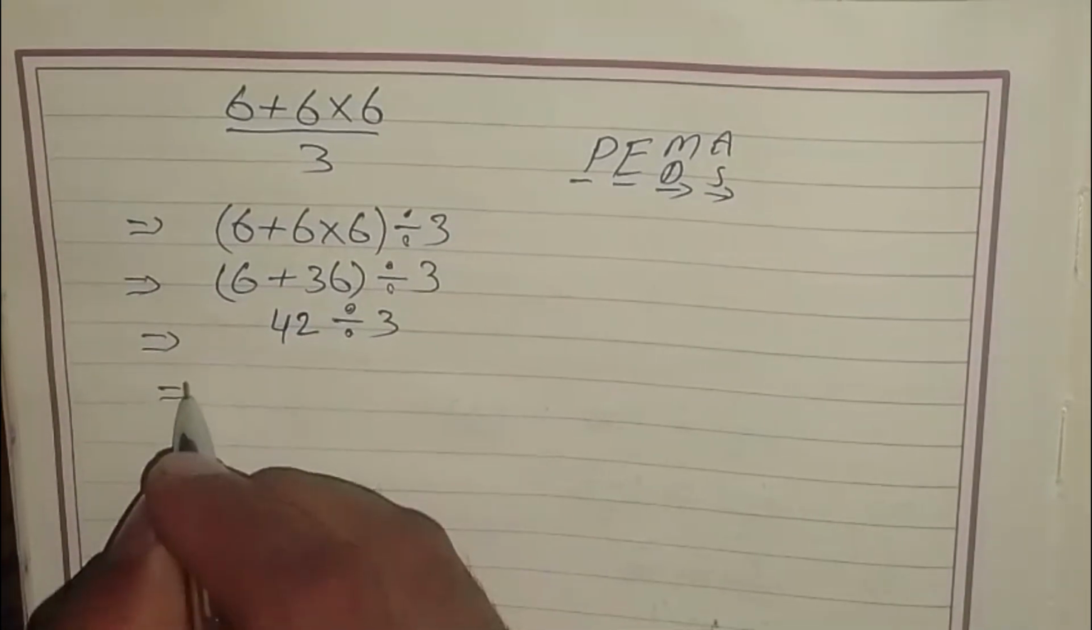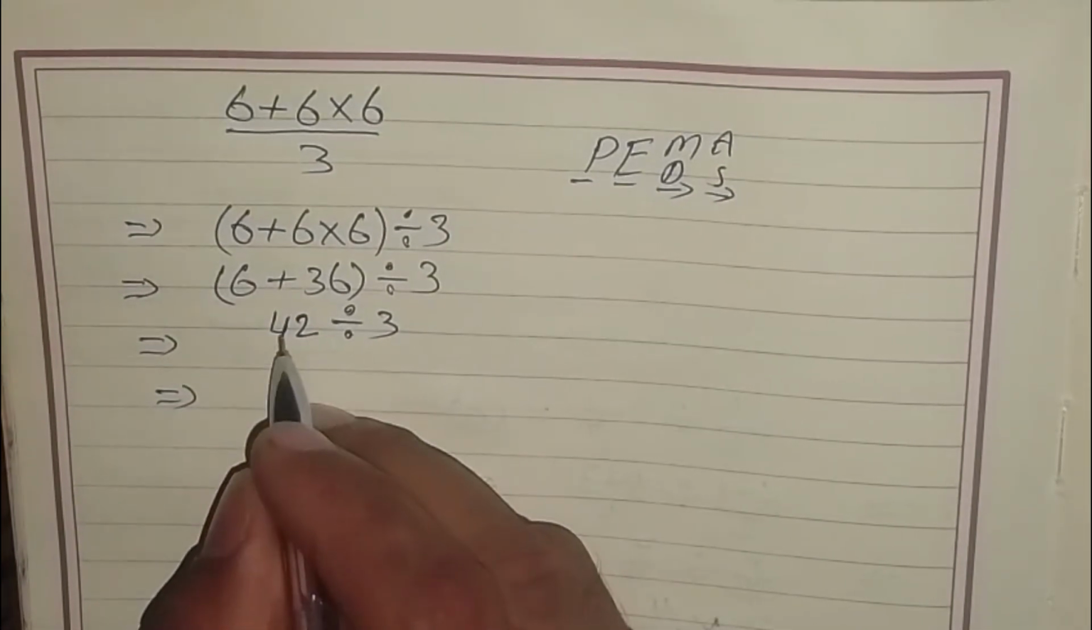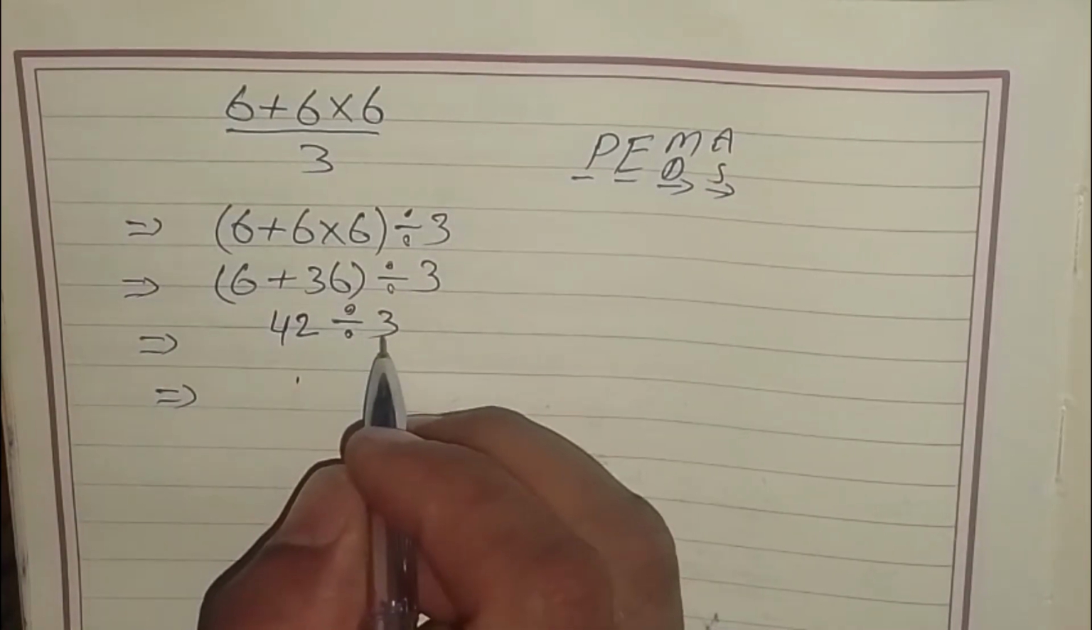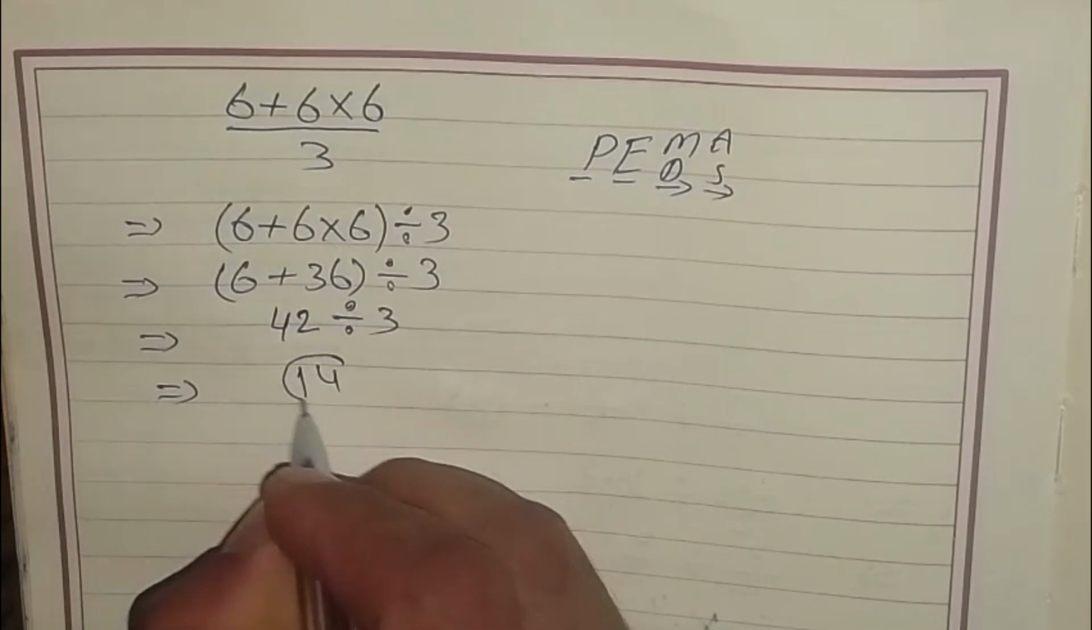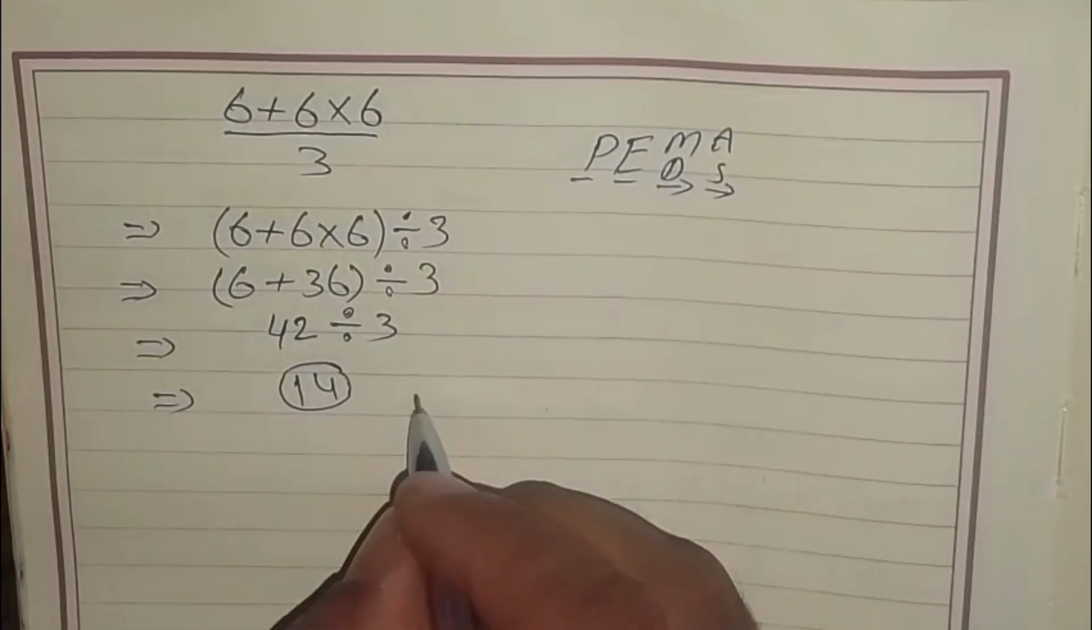Now the final answer is 42 divided by 3 gives us 14. So the final answer is 14.